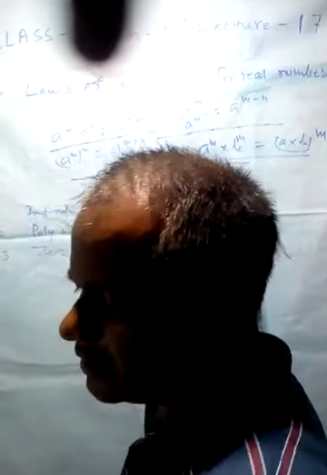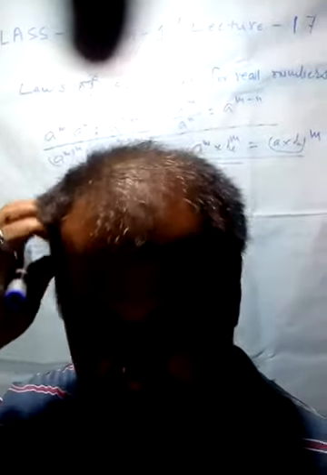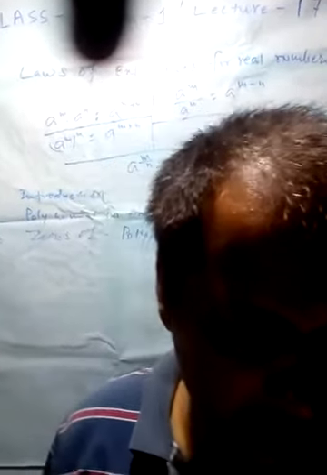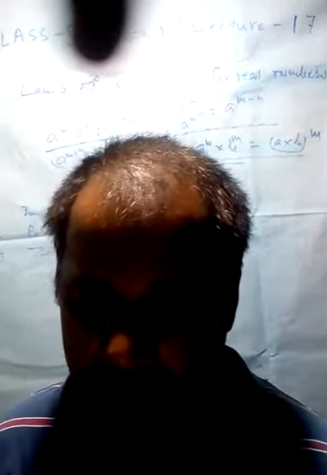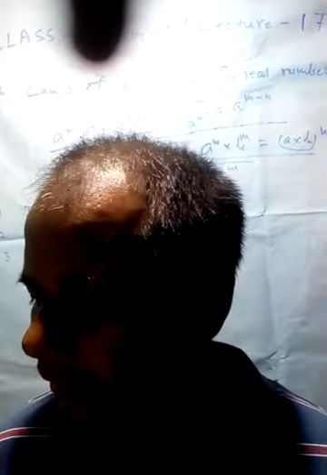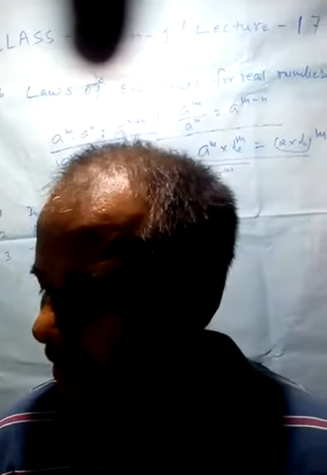What is a to the power 0? Yes, it is 1. So you have learned that a to the power 0 is equal to 1. So using the third law, we can get a to the power n by a to the power n is equal to a to the power n minus n. We can now extend the laws to negative exponents too.